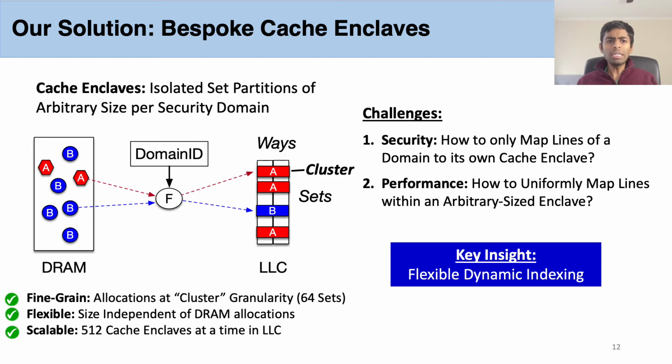However, there are two key challenges to enable this solution: security and performance. For security, how do we ensure that only the lines of a domain map to its own cache enclave? And for performance, how do we uniformly map the lines within an arbitrary sized enclave? The key insight to solving both of these challenges is flexible dynamic indexing. Let's see how this works.